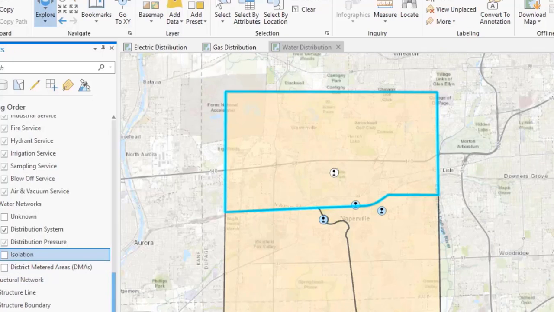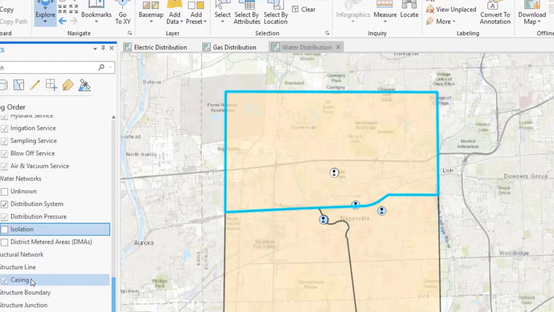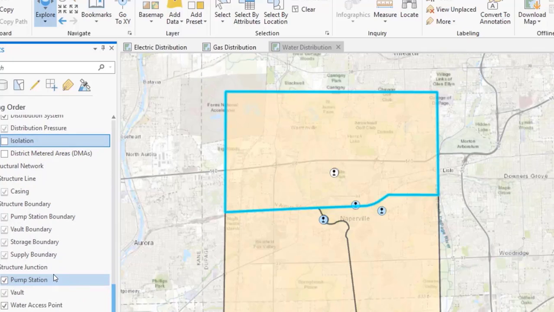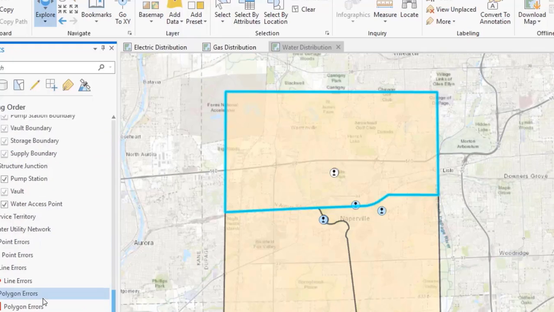Looking at the structural network, lines are once again just like gas, they're casings. So casings are protective coatings around pipes. The boundaries represent pump stations, vaults, storage. Once again, area facilities. And then the structured junctions represent supporting pieces of equipment. So regardless of your domain, the structure network and utility network properties or features are all going to be the same. The point errors, line errors, polygons, you're going to have that in every utility network. You're always going to have dirty areas, and you're always going to have the structural network configuration.